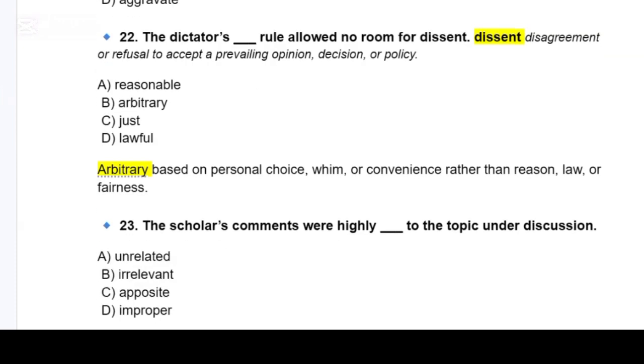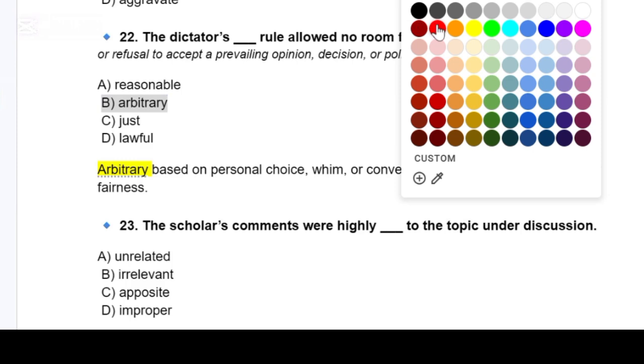The dictator's rule allowed no room for dissent. Here dissent means disagreement or refusal to accept a prevailing opinion, decision, or policy. So the dictator's rule allowed no room for dissent. What kind of rule? Reasonable, arbitrary, just, lawful. A dictator is also a person who is not just, not lawful, but arbitrary. So arbitrary here is the correct option.